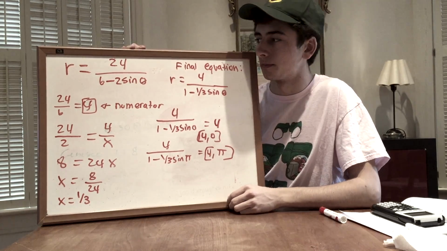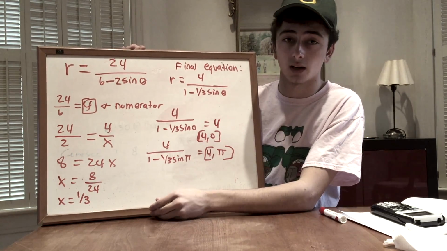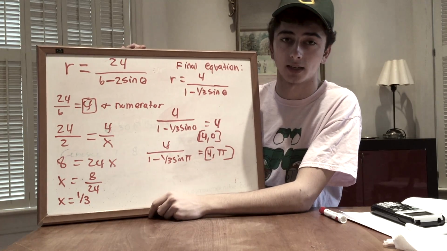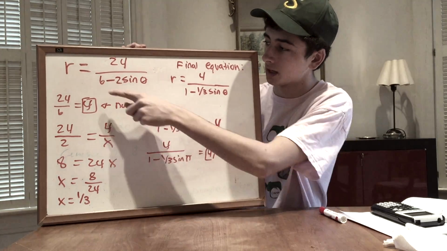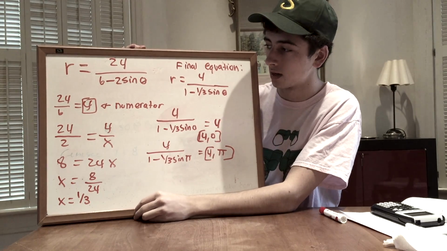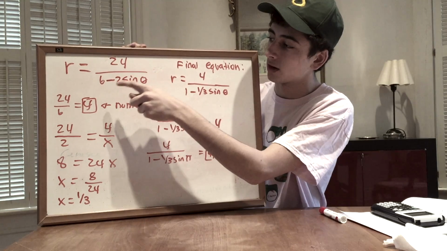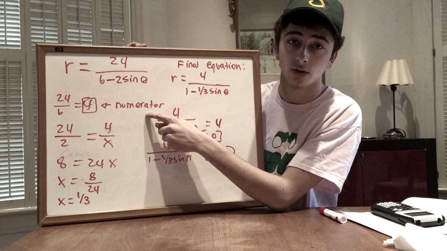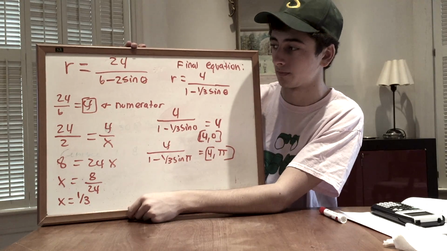Great question, Bernard. As we can see here, we have an unsimplified equation. R equals 24 divided by 6 minus 2 sine of theta. Because there is a 6 here instead of a 1, it is not simplified. So first, we divide the numerator by 6. 24 divided by 6 is 4. So that will be our new numerator in the simplified equation.